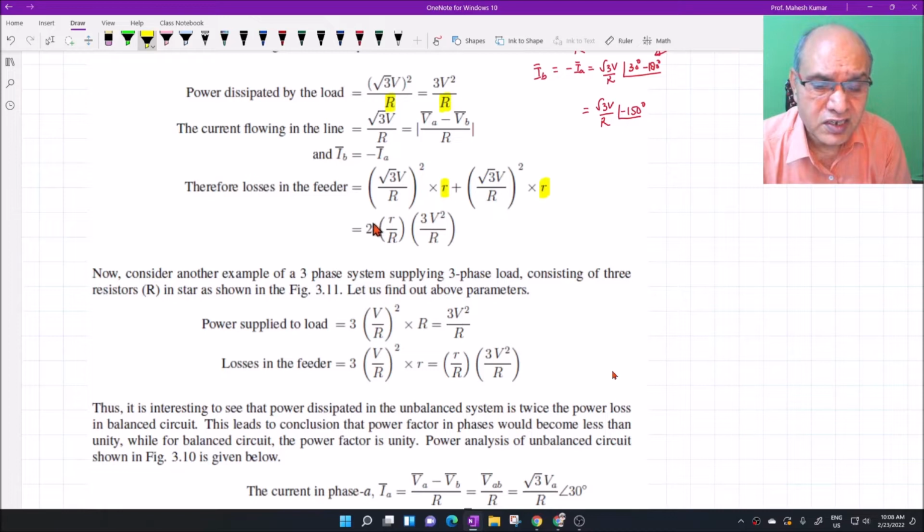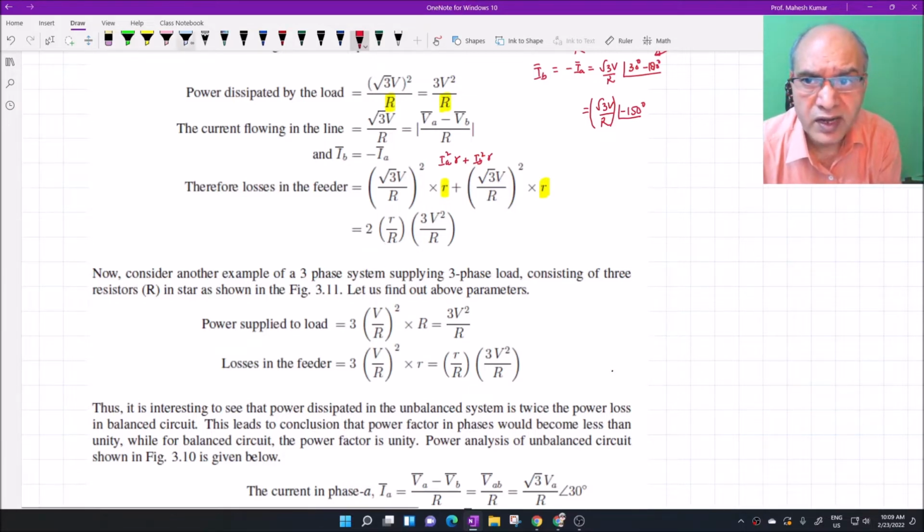So if you use that formula for finding out the losses, I square R, this is I RMS square. So I RMS is the same for A and B. Actually this is IA square into R plus IB square into R. And you can see that the amplitude of IA and IB is the same. Hence this becomes 2 I square into R.